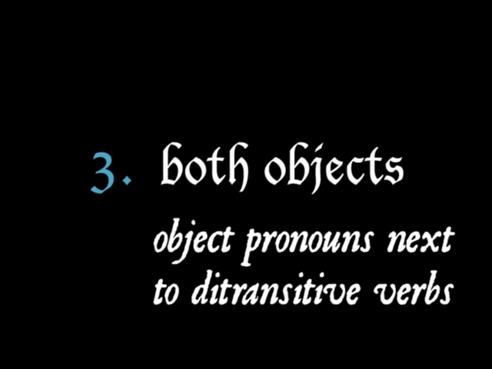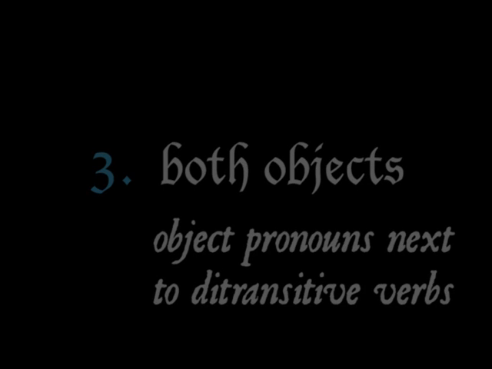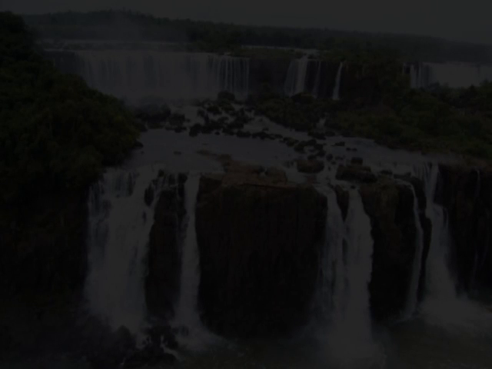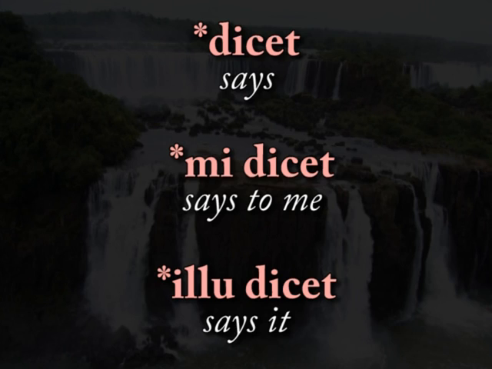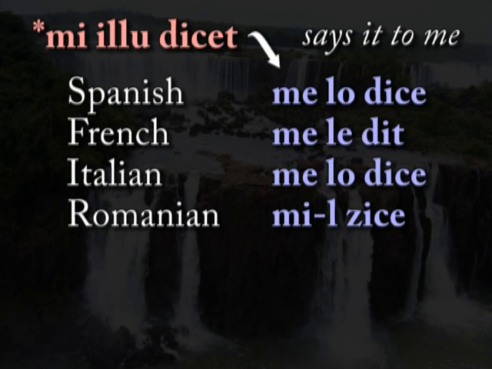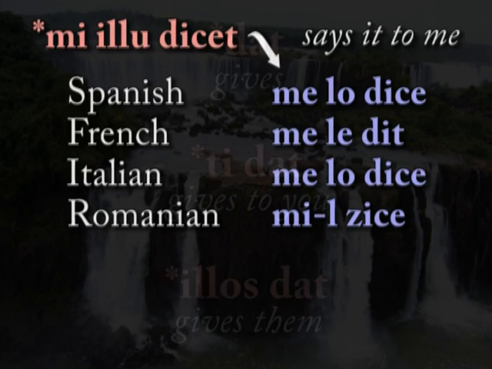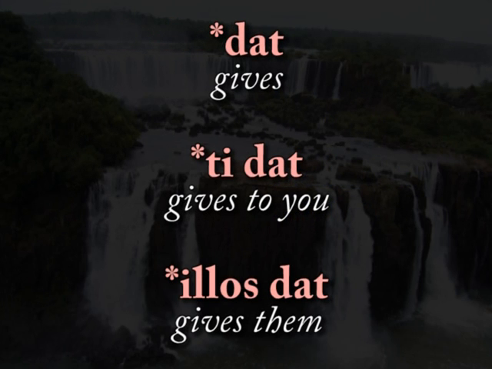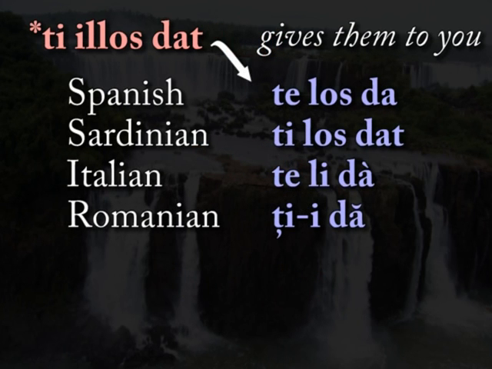When a verb can take both direct and indirect object pronouns, they both still fall to the left of the verb. Dicet says, mi dicet says to me, illu dicet says it, mi lu dicet says it to me. Or dat gives, ti dat gives you, illos dat gives them, ti illos dat gives them to you.